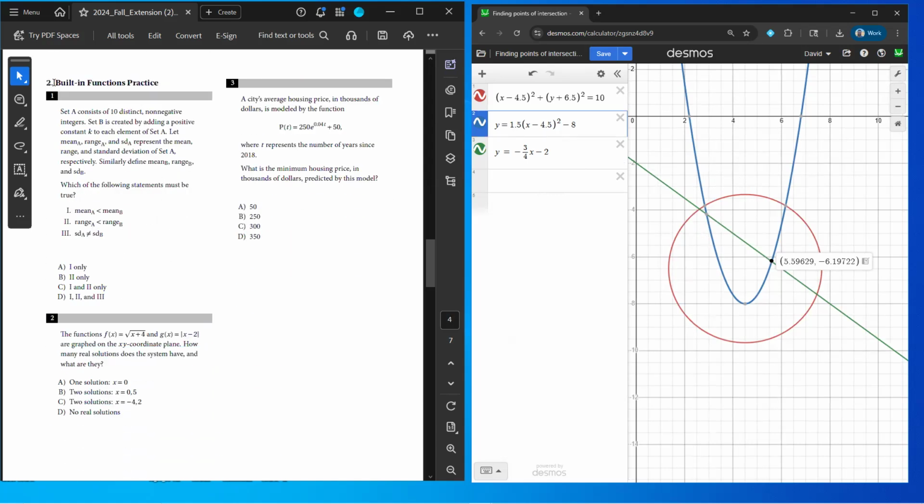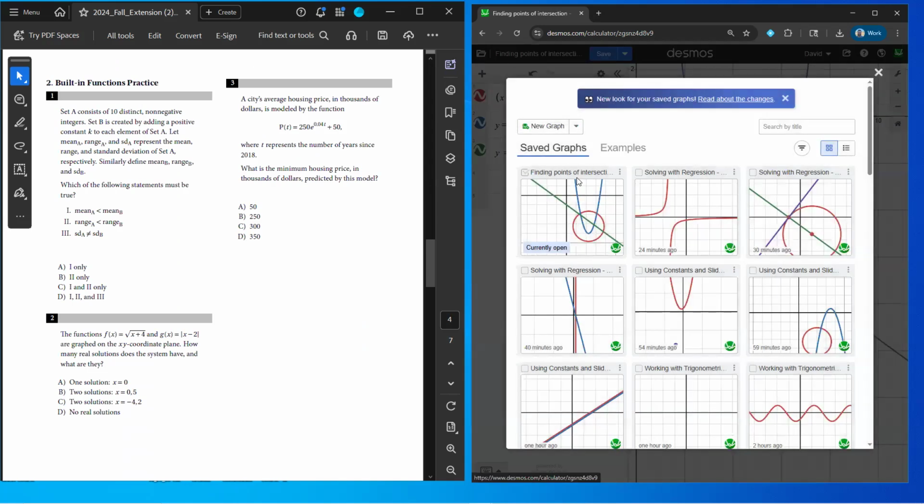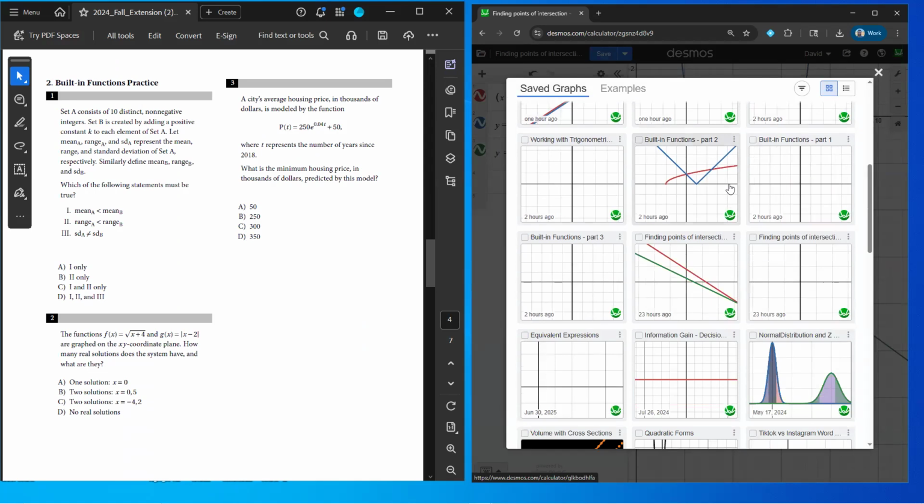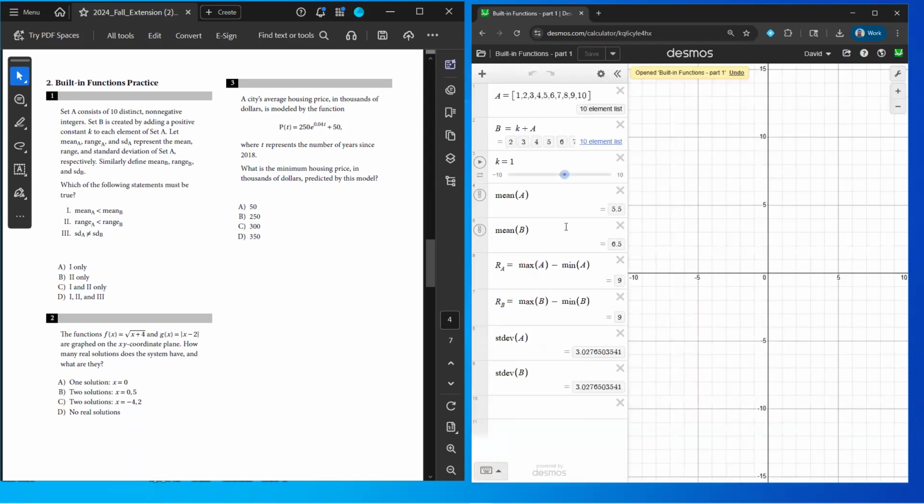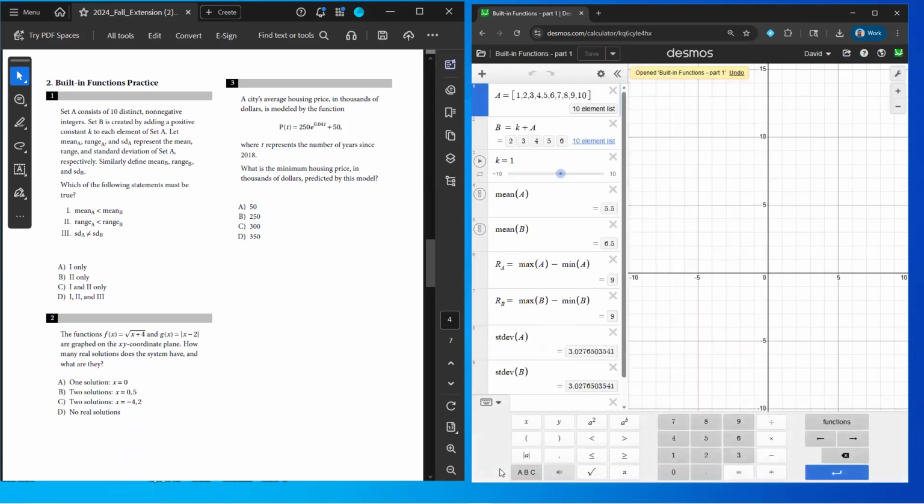What are the built-in functions in Desmos? Okay, so the built-in functions are at the bottom, it's a little keyboard, and there are a lot of different options in here. So the SAT kind of wants you to not know what they are, and so then spend a bunch of time looking through, trying to see if the thing you're looking for is in there.